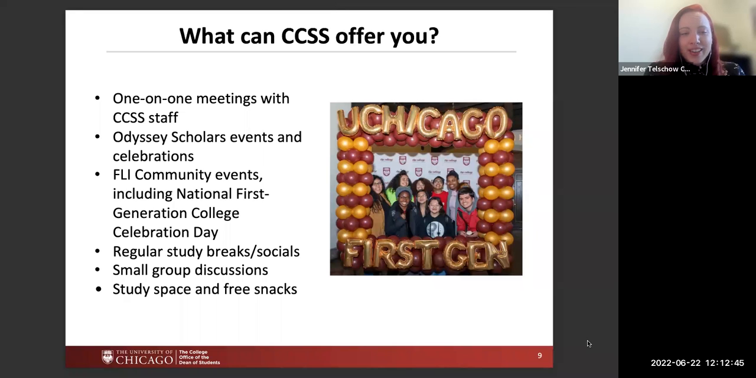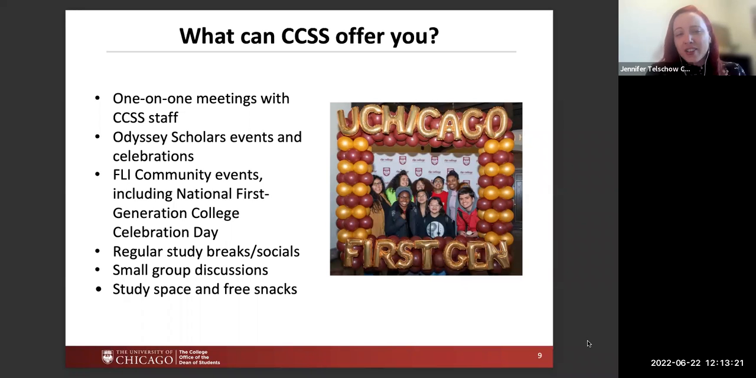Okay, so a couple more points that I wanted to highlight around what CCSS can offer you. And again, we focus on supporting FLY students, but it is open to all students in the college. All three of us as staff members, we do have appointments available for one-on-one meetings to check in. So if you want to check in and you have a question about how to move off campus and you weren't able to make the event, we can connect you with someone. If you want to talk about a certain issue and you're not sure where to turn, if we don't know the answer, we know who does, and we can help connect you to them.